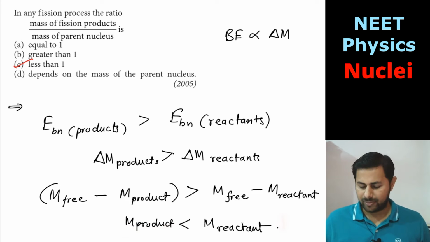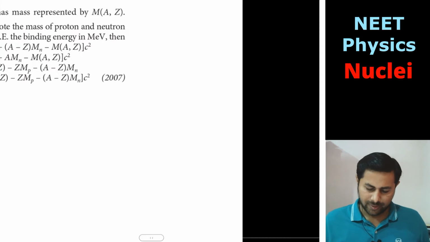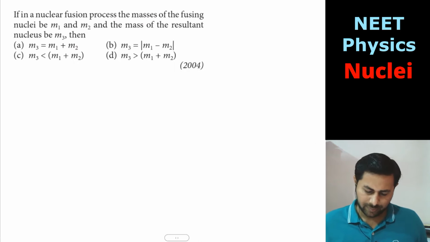So you can remember it this way: binding energy is more, mass would be lesser. Okay, binding energy is more means mass would be lesser, right? Let's see next one.